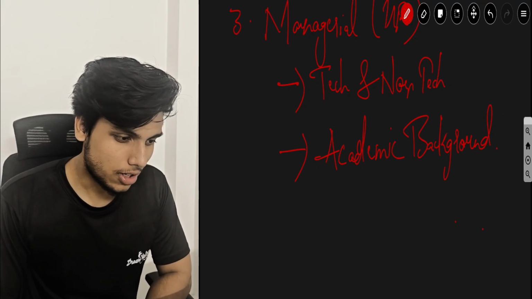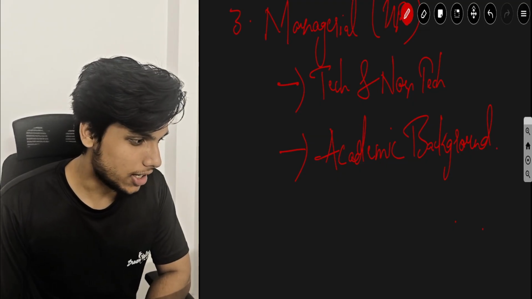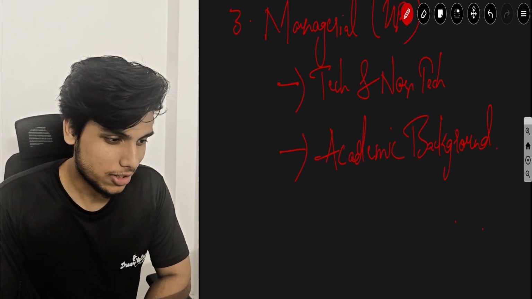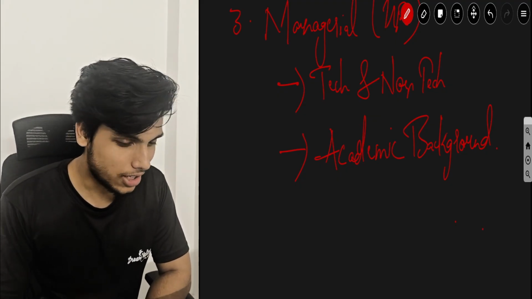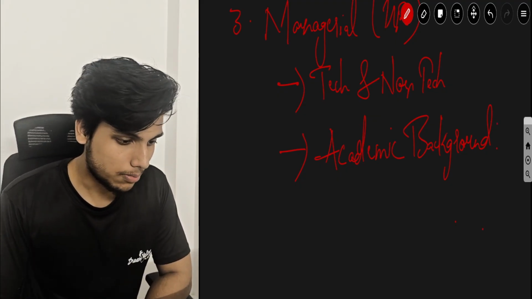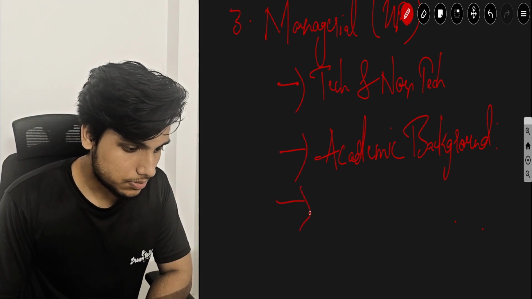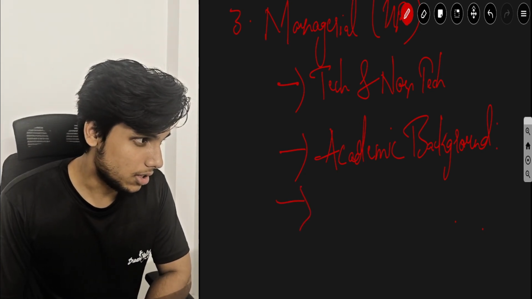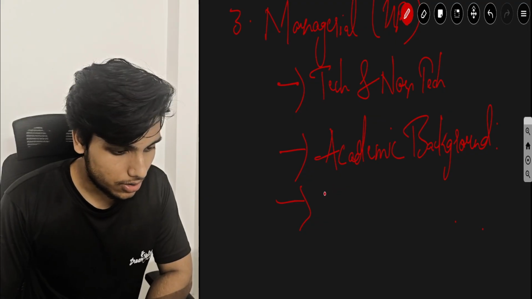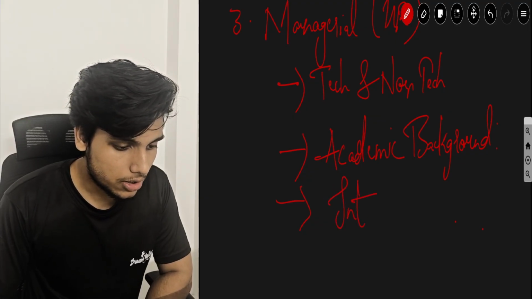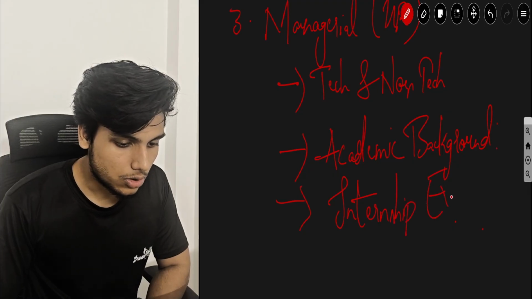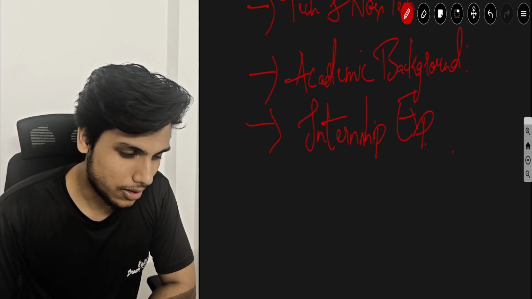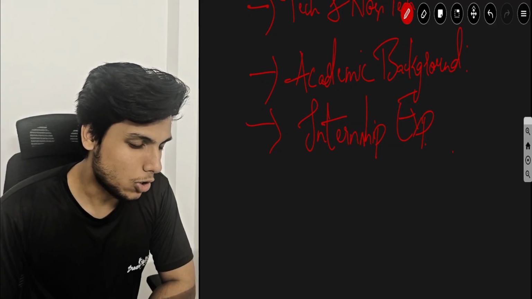The questions on my academic background are like: why did you choose the CSE branch? What made you choose that? What is your favorite DSA subject and what's the reason behind it? Then, coming to the next stage, there are questions on my internship experiences, and he asked me a lot of questions on those.